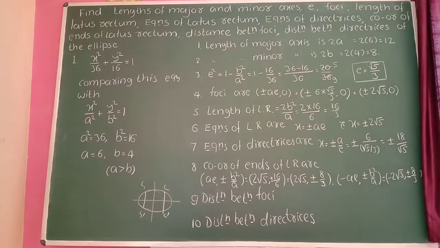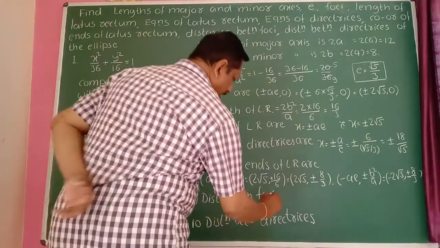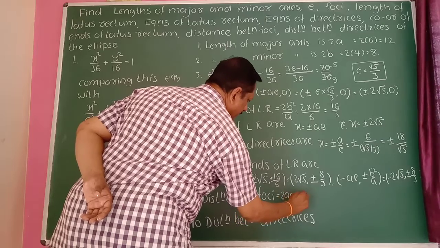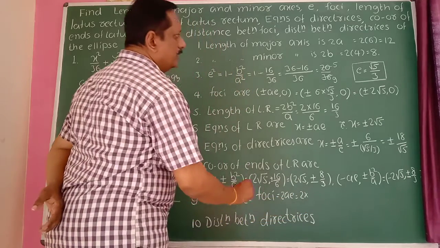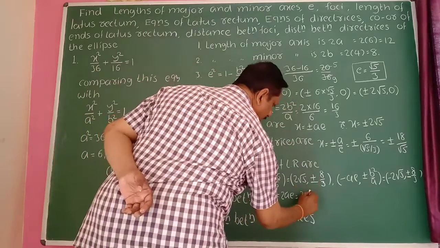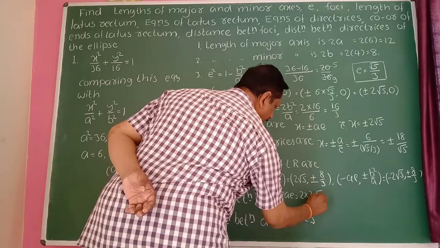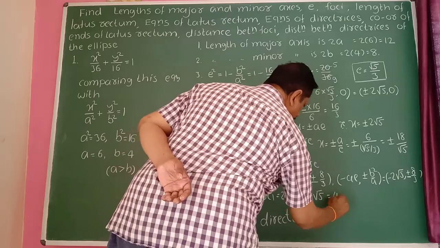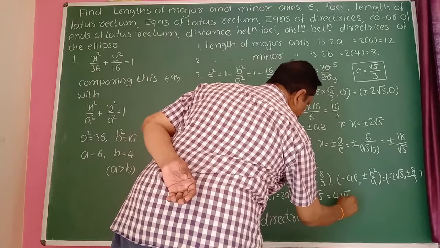Next, the distance between the foci is 2ae. Here, 2 into e, with e being root 5, is 2 root 5. Two 2s are 4, so 4 root 5.